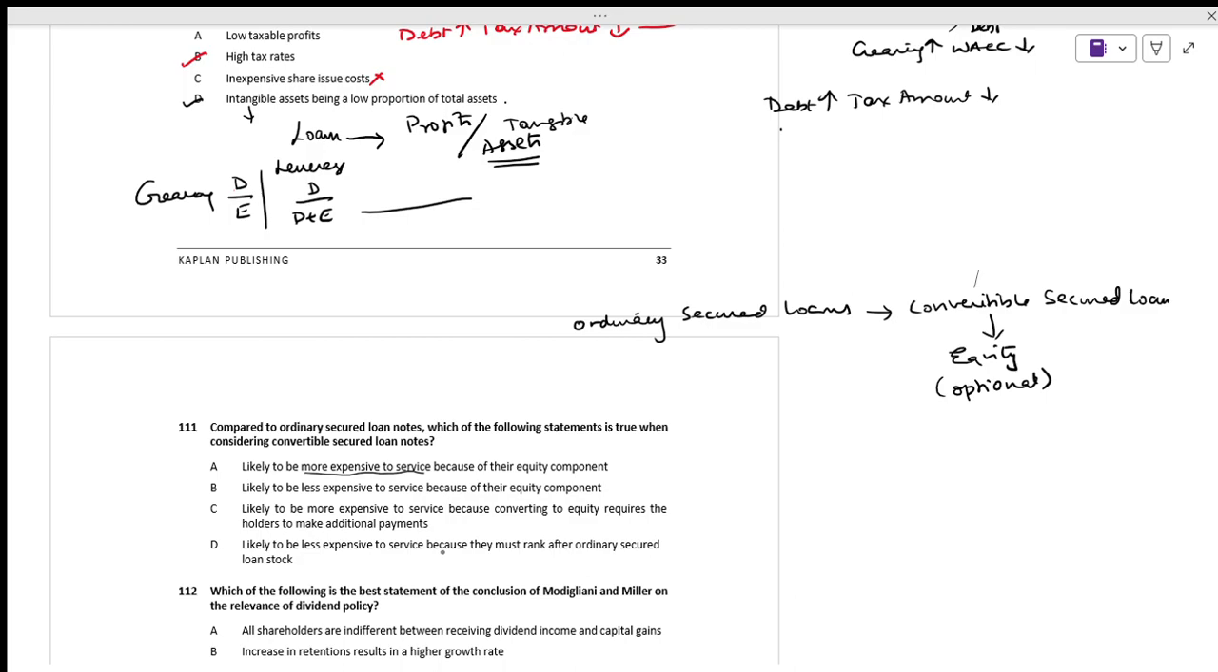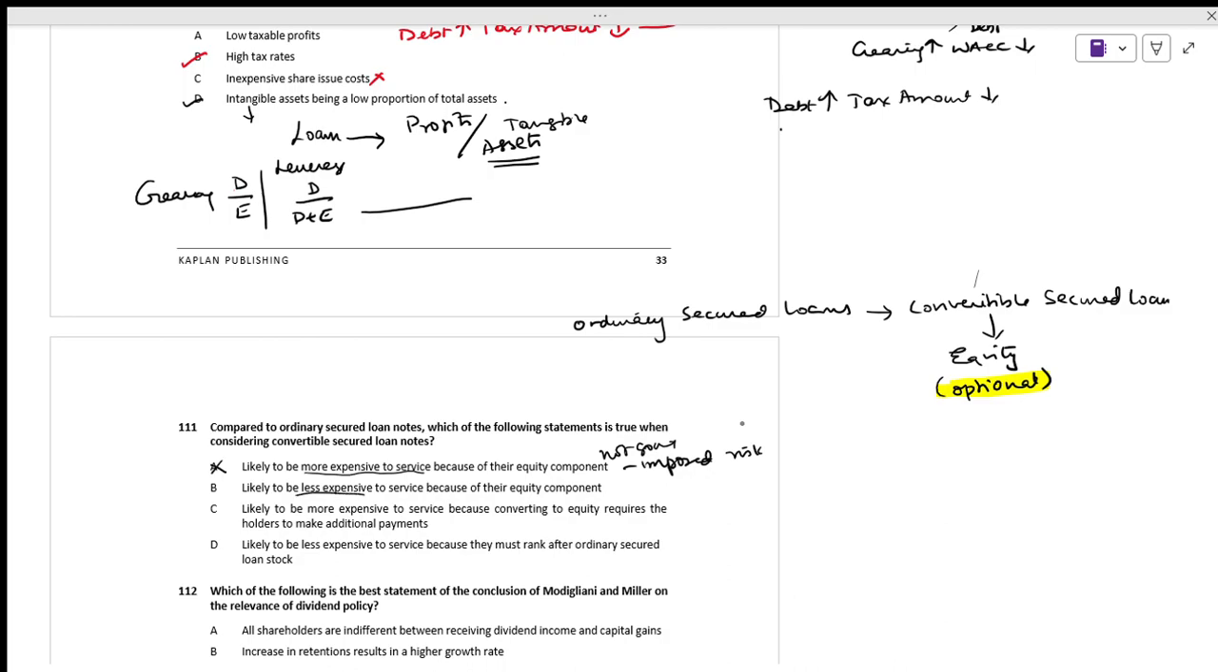Okay, it's not more expensive as such. There's no risk imposed on that. There's no mandatory requirement that you have to convert into equity. I told you just now, it is only optional. When it is optional, we are not going to impose risk on the equity. There is no equity component risk on the holders. There's no hard and fast rule that you have to convert it into equity.